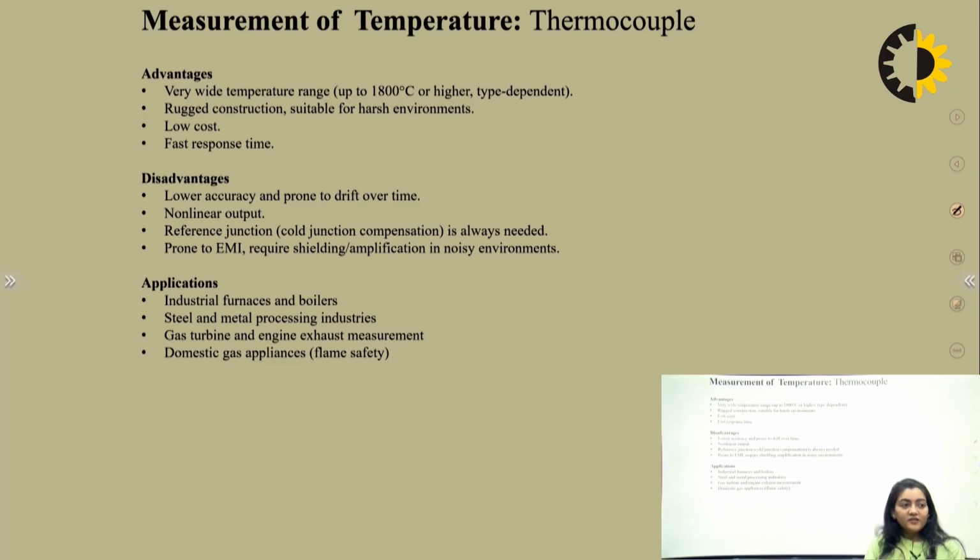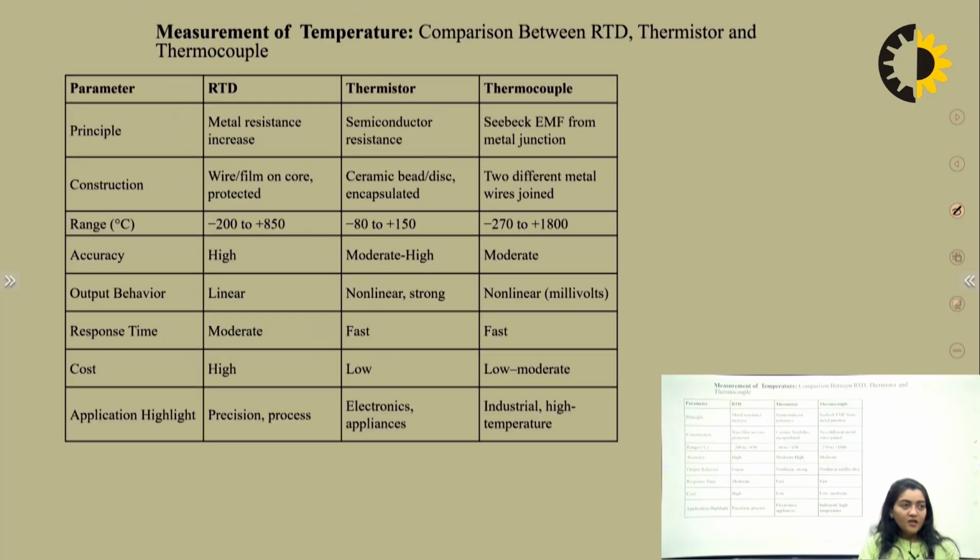Now, applications are industrial furnaces and boilers, steel and metal processing industry, gas turbine and engine exhaust measurement, and domestic gas appliances. Now, how do we differentiate which temperature sensor we should use? Based on the principle, RTD uses metal resistance increase, thermistor uses semiconductor resistance, and thermocouple uses Seebeck EMF from the metal junction. It does not use the change in resistance.